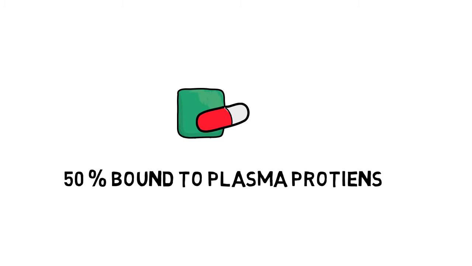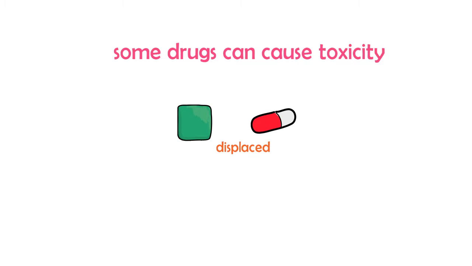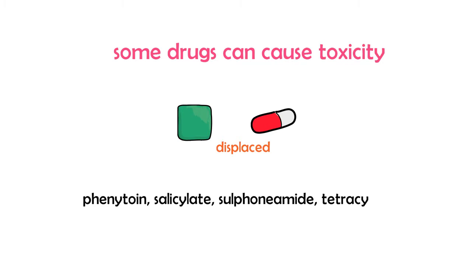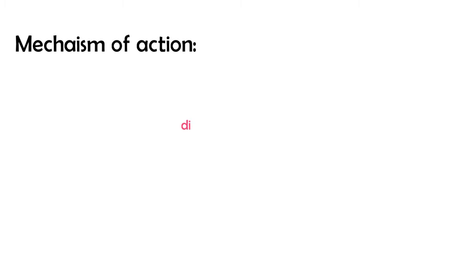Now, some of the drugs, different drugs, can cause toxicity. Now, how are they going to cause toxicity? They're going to displace the plasma-bound methotrexate. And the drugs such as phenytoin and salicylates and sulfonamides and tetracycline and chloramphenicol, just don't take them with methotrexate because they're going to increase the toxicity.